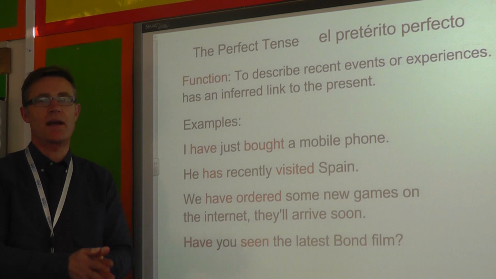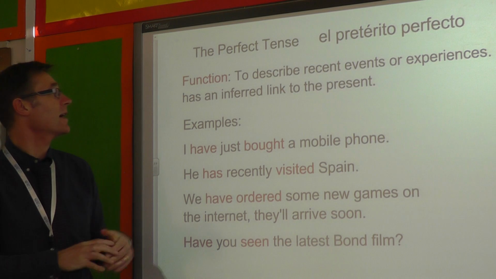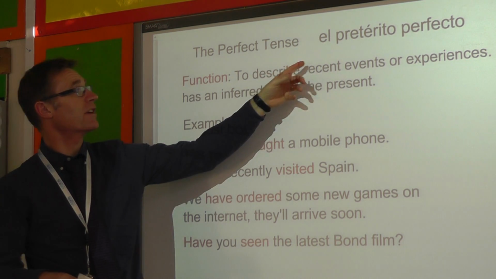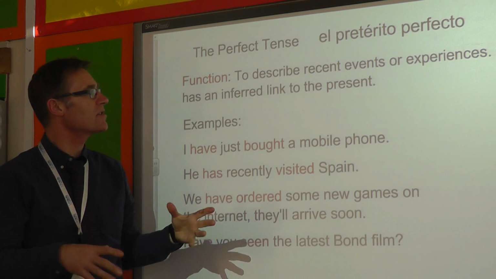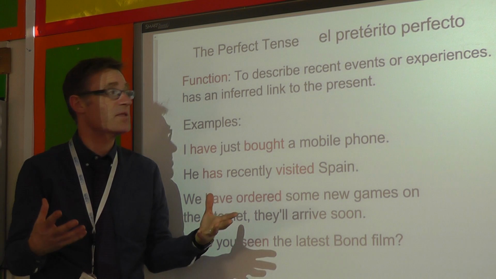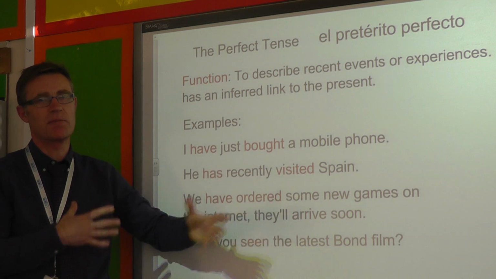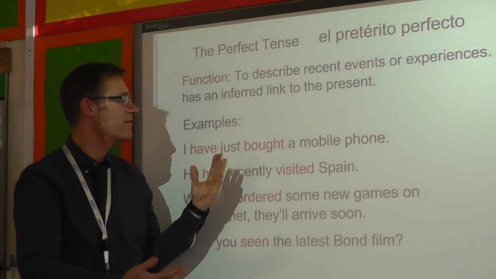Welcome to this session, another one of our grammar sessions, and we're going to look at a tense called the perfect tense. En español, el pretérito perfecto. It's a really good tense. Its function is to describe recent events and experiences. It has an inferred link to the present, so it's something that's happened but has a link to the present tense, as you can see from these examples.